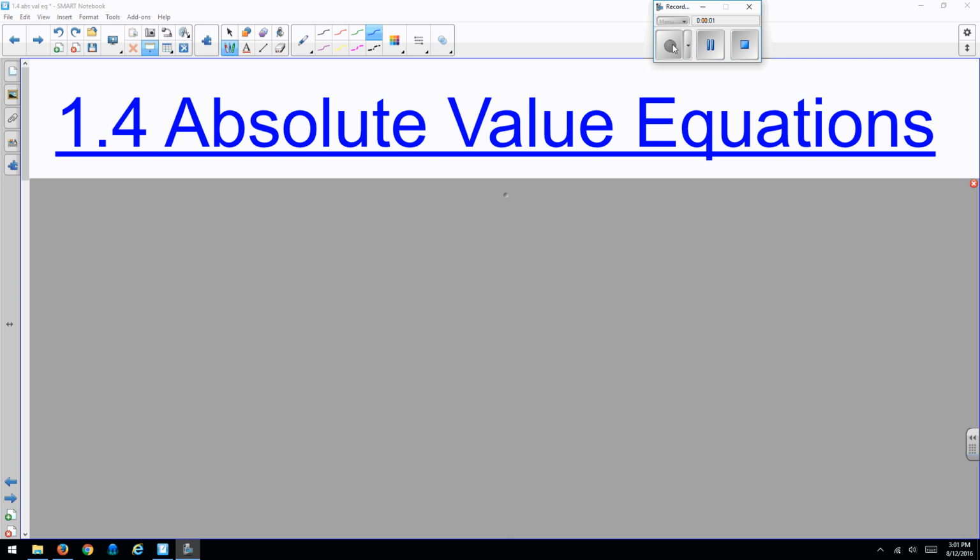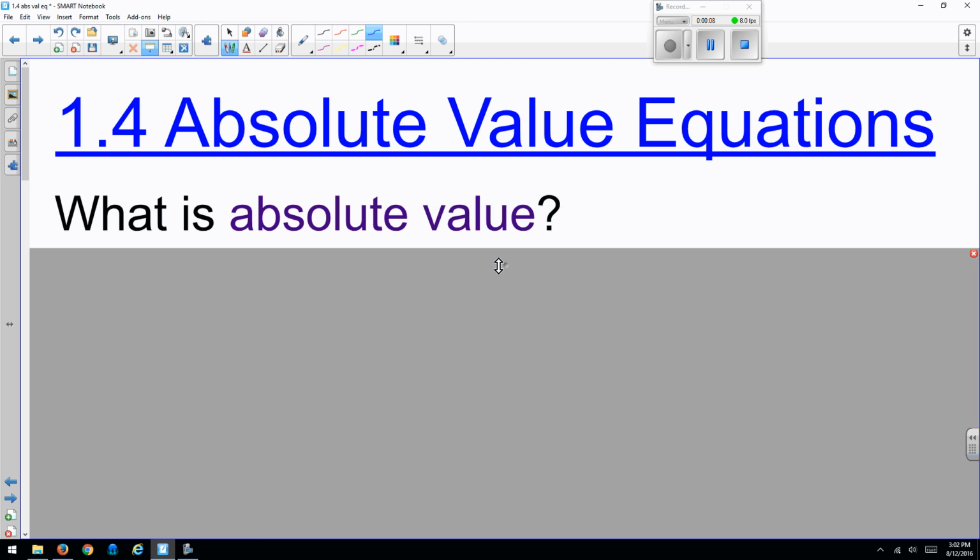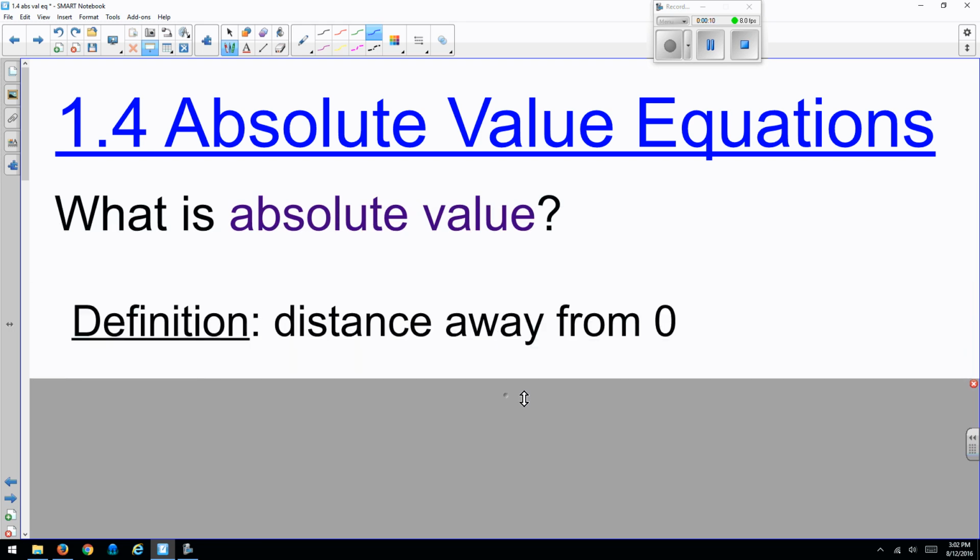Absolute value equations. You talked about absolute value in Algebra 1. You probably have seen it before Algebra 1, but the question is, what is absolute value? So here's the definition. You can go ahead and write that down.